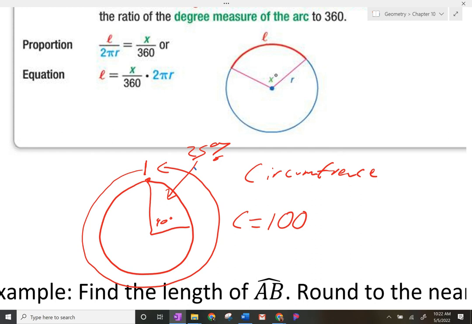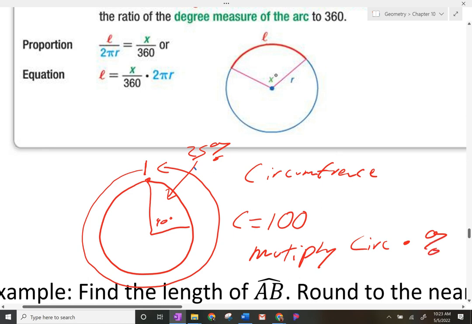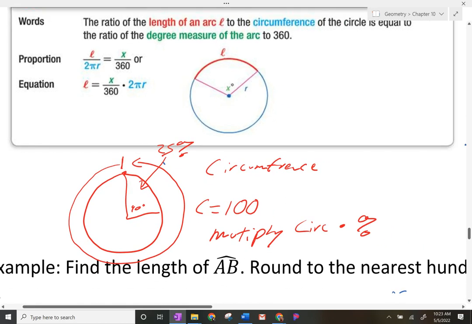So to figure out that little sliver, all I'm going to do is multiply the circumference times the percentage. If I multiply the circumference times the percentage, that's going to give me the arc, my arc length. So you figure out the circumference and then you multiply it by the percent, and that's how to get the arc length.